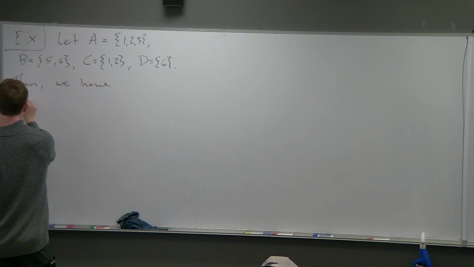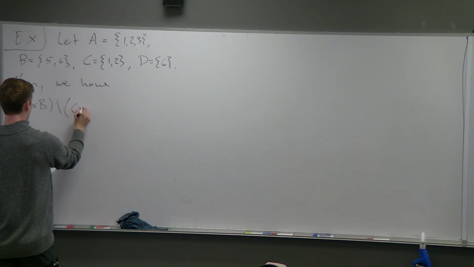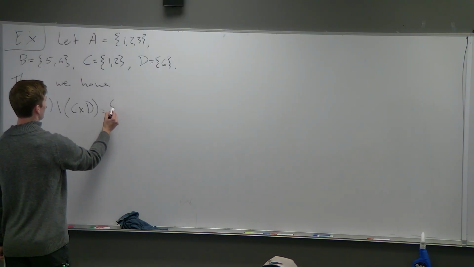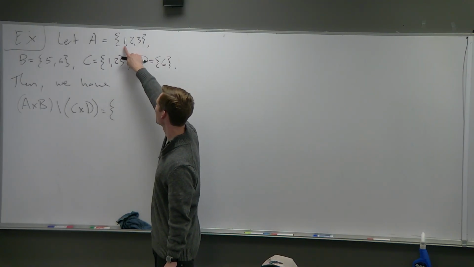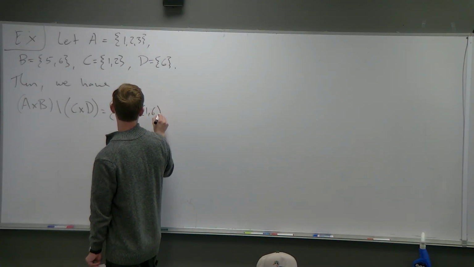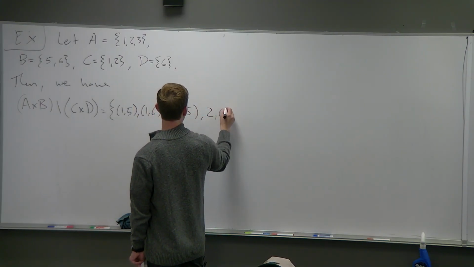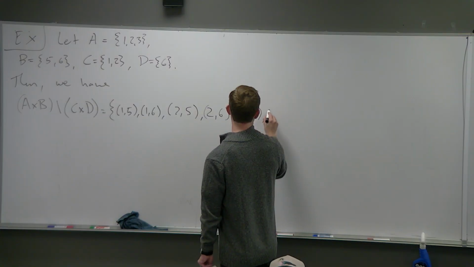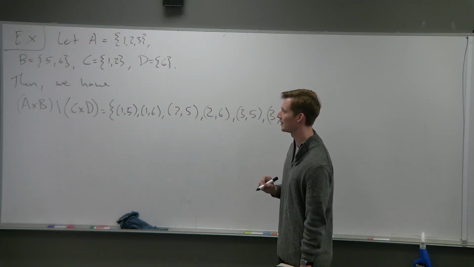Then we have A cross B set minus C cross D. Well, let's just write out each one of these. A cross B: take our A, take our B. We'll take 1, 5, 1, 6. Now I'll take 2, 5, 2, 6. And I'll take 3, 5, and 3, 6. That is the set A cross B.